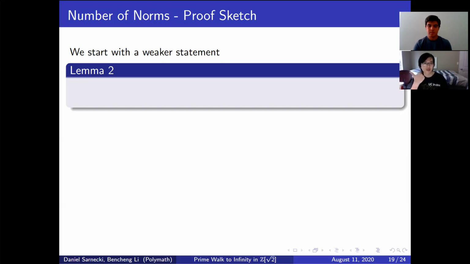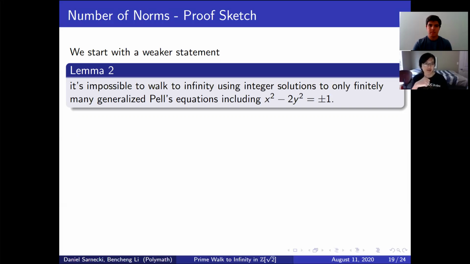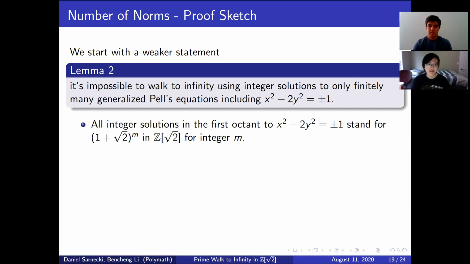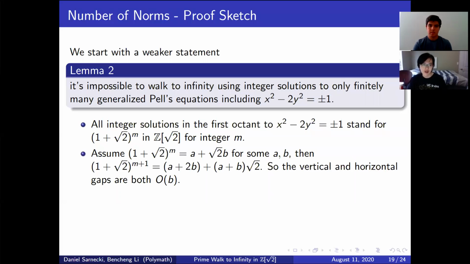And we start with a weaker statement. It says it's impossible to walk to infinity using integer solutions to only finitely many generalized Pell's equations, including the equation x squared minus 2y squared equals plus or minus 1. And the way we show it is that all the integer solutions in the first octant to this equation stand for any power of 1 plus root 2. And we assume that this number is equal to a plus root 2 b for some a, b, and then this number multiplied by 1 plus root 2 can be written in this form.